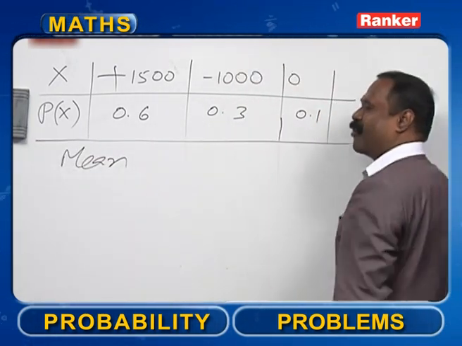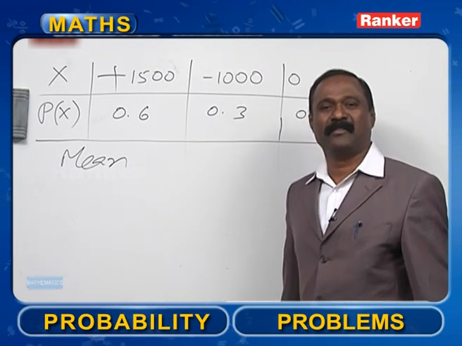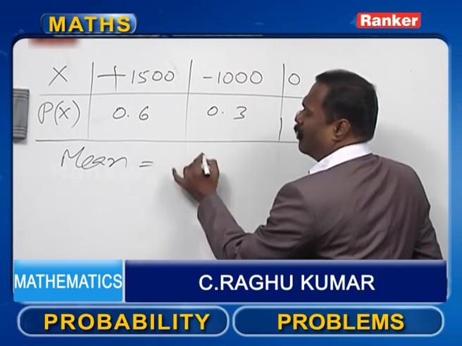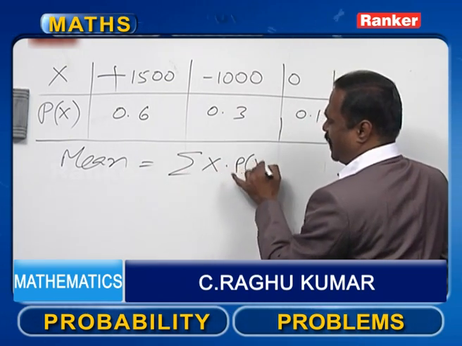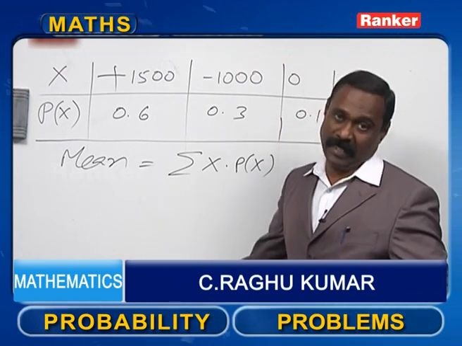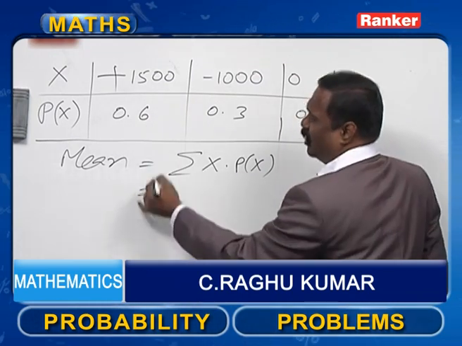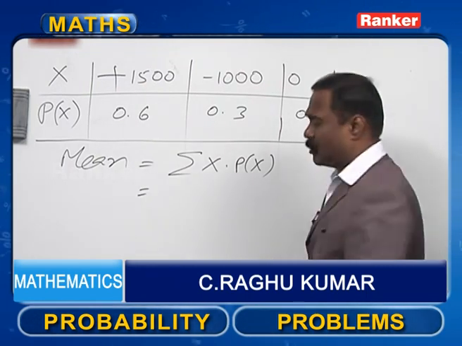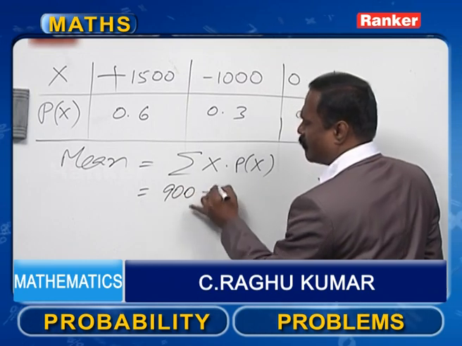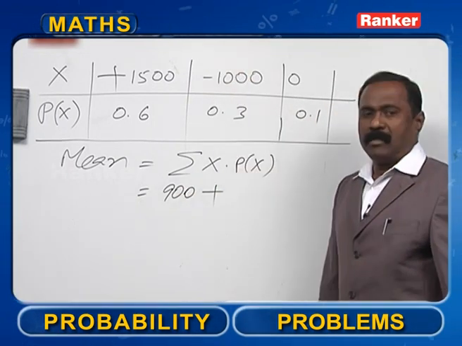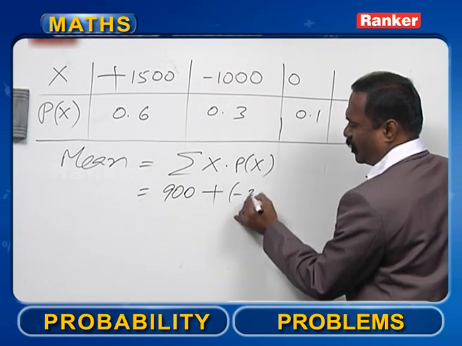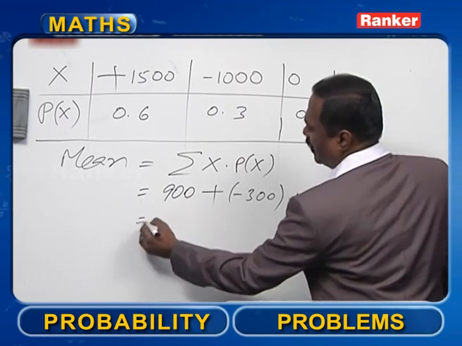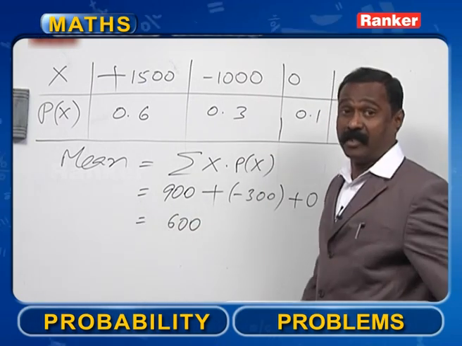You'll really enjoy doing this type of problems if you understand the theory properly. So the mean is sigma x into p of x. This is x, this is p of x. So 1500 into 0.6: 15 sixes are 90, with the decimal, so 900. Then minus 300. Then 0. 900 minus 300 is 600.